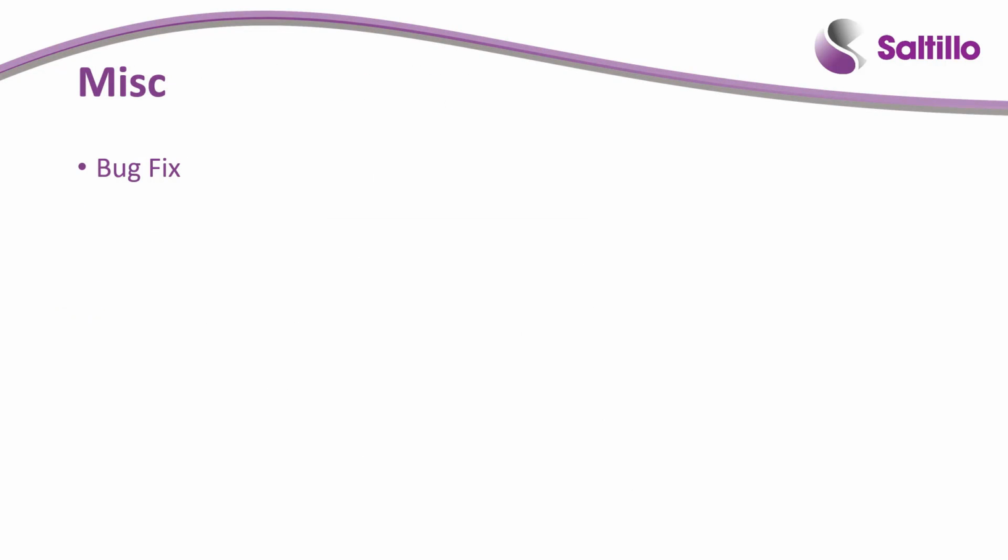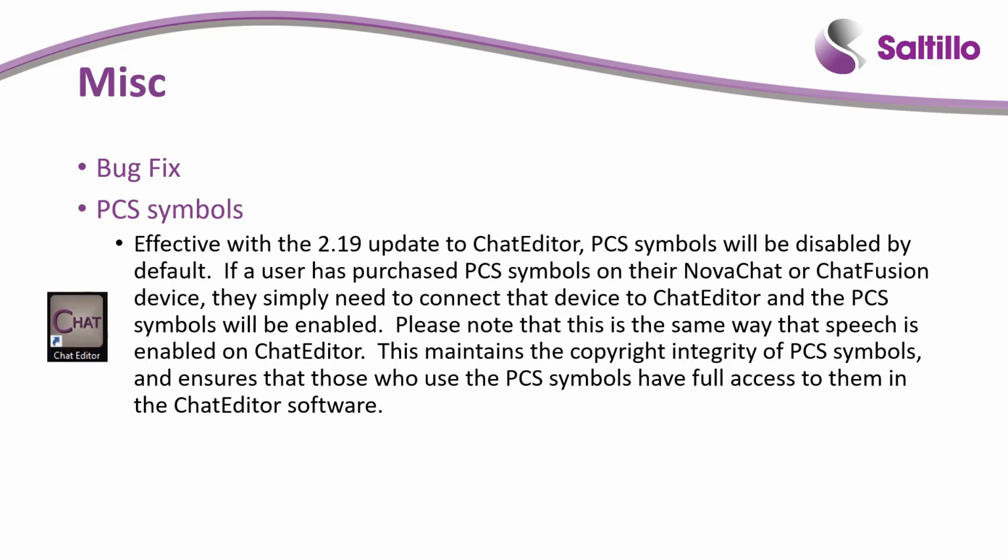A couple miscellaneous updates in 219 include eliminating a scenario that may have periodically slowed down a dedicated system, and effective with the 219 update to Chat Editor, PCS symbols will be disabled by default. If a user has purchased PCS symbols on their NovaChat or Chat Fusion device, they simply need to connect the device to the Chat Editor and the PCS symbols will be enabled.